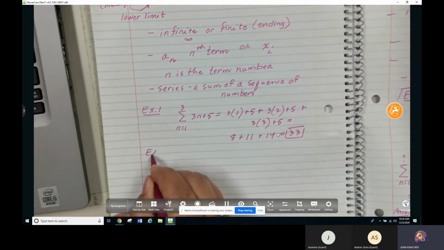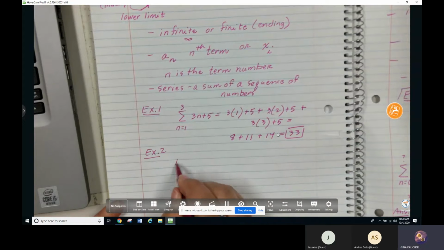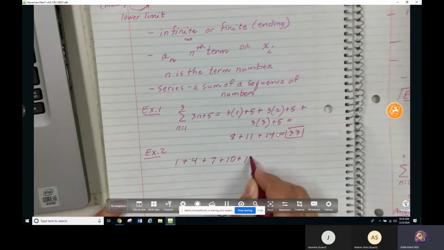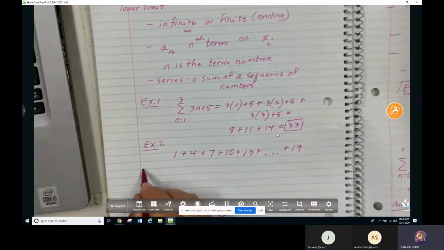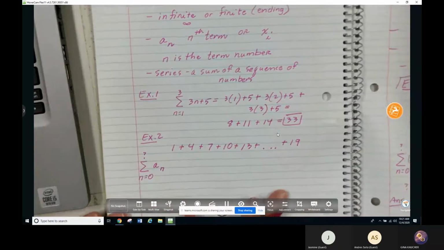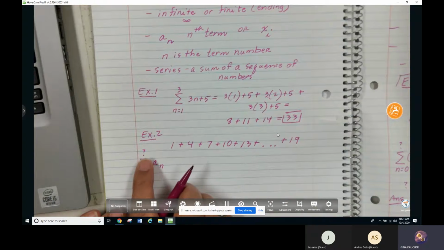Okay, another example. So example 2. Here is the series. 1 plus 4 plus 7 plus 10 plus 13 plus, we don't know, whatever's in there, plus the last term is 19. Okay, so you're supposed to find the summation, starting with 0, going to, we don't know what, for whatever sequence we have here. So you need to find the sequence rule, and also what is the last term, the n for the last term, n equals what?